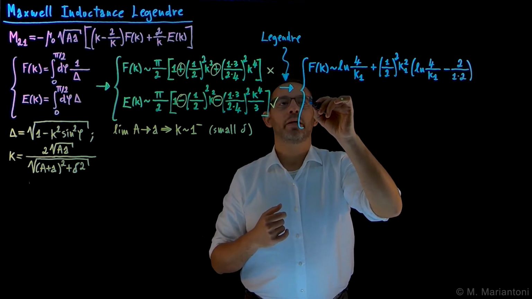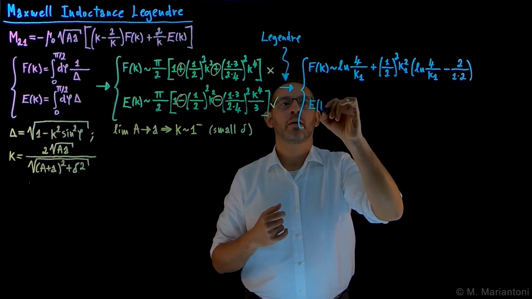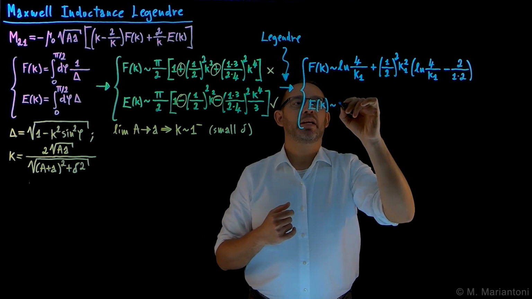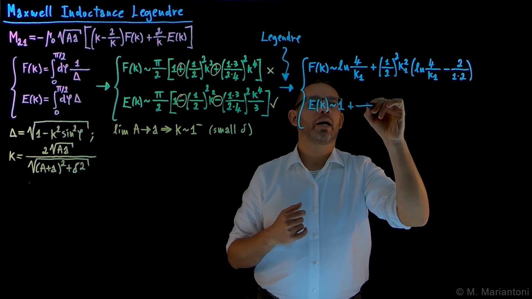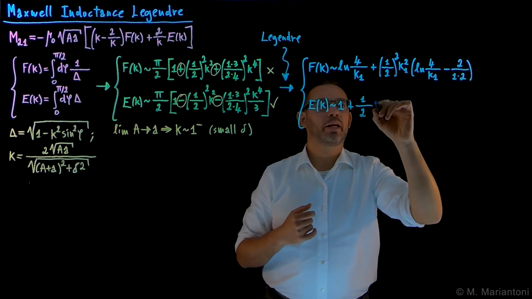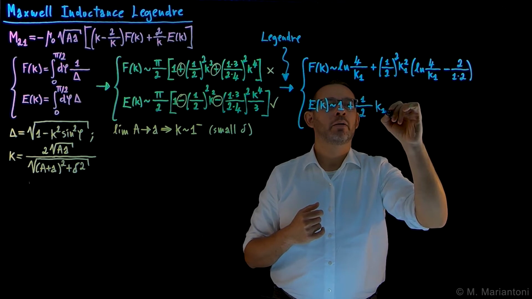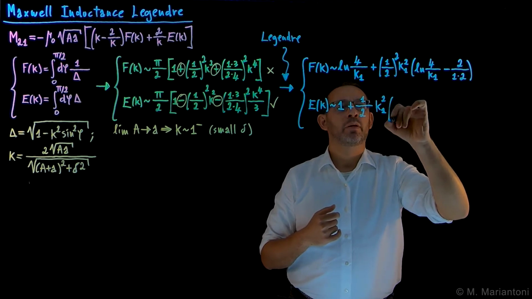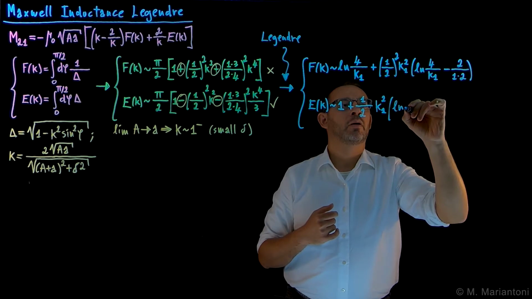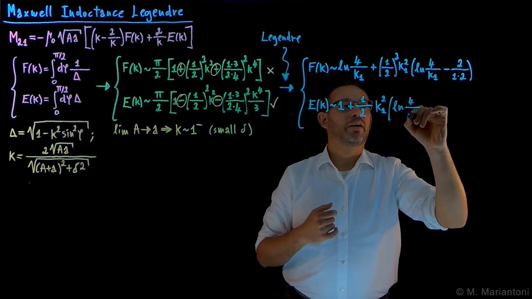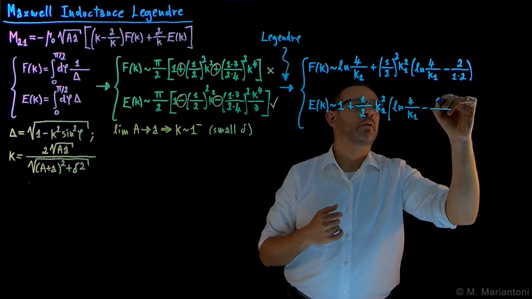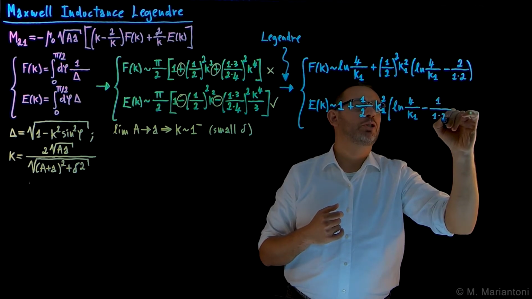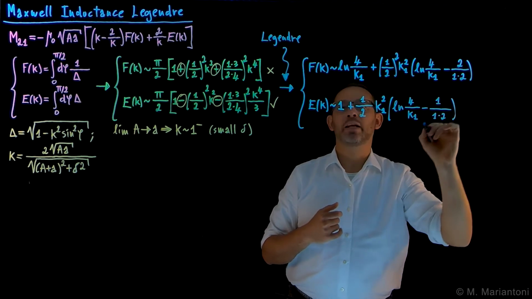Similarly, for e of k, this one gives 1 plus 1/2, without squaring it this time, k1 squared, again to be defined in a minute, times the natural logarithm of 4 divided by k1 minus 1 divided by 1 times 2, which is just 1/2, whereas this one is just 1. Okay.